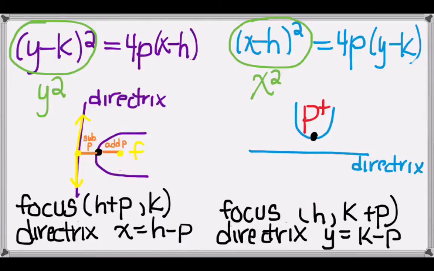If we look at a parabola that's upward facing, you're essentially just going to add p to the y value to find the focus and subtract p from the y value to find the directrix.